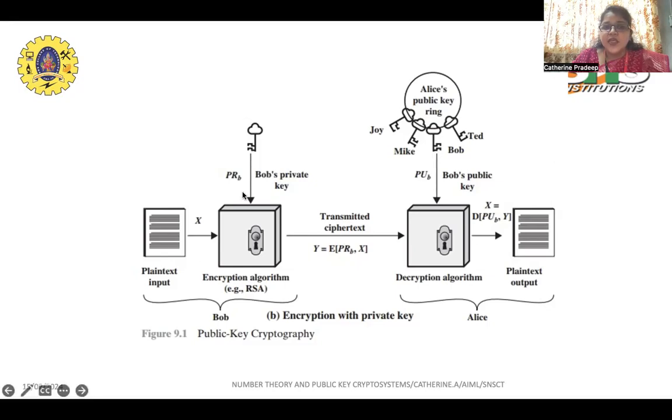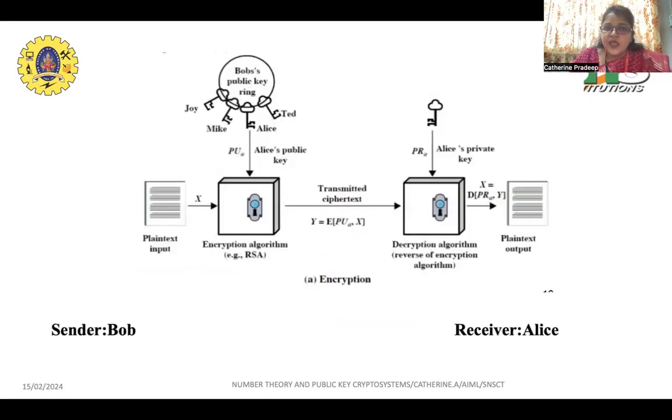Since he is encrypting with his private key, obviously the message has to be decrypted with his own public key. In the earlier picture, I showed you he encrypted using Alice's public key. If he is encrypting with the public key, the corresponding private key should be used for decryption, which is nothing but Alice's private key.